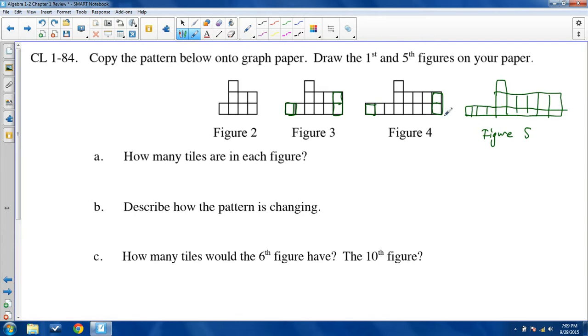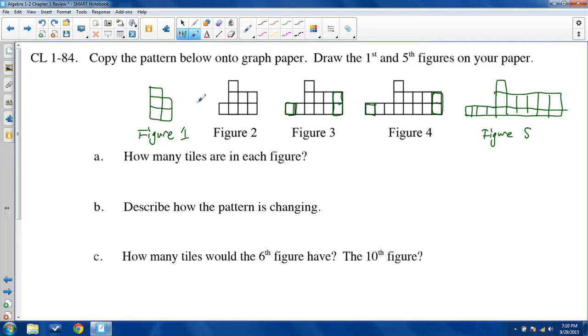I added 2 more here, and I added 1 more here. Figure 1 is figure 2 with those taken away. So you have to think about what was added to make figure 2. Well, I added those 2, so I'm going to take them away. And I added this one here, so I'm going to take that away. So figure 1 is going to look like this right here. So let me go ahead and draw that. Kind of looks like, what state is that? Utah, I think.